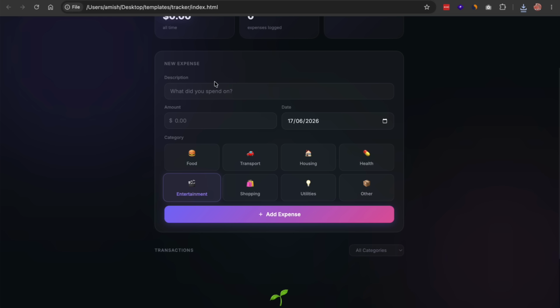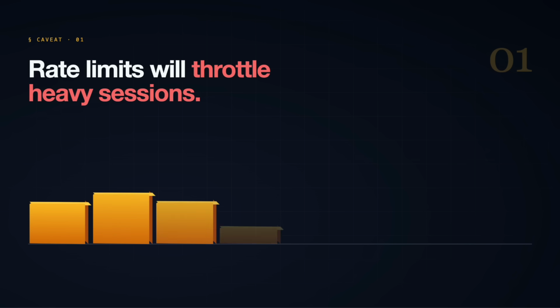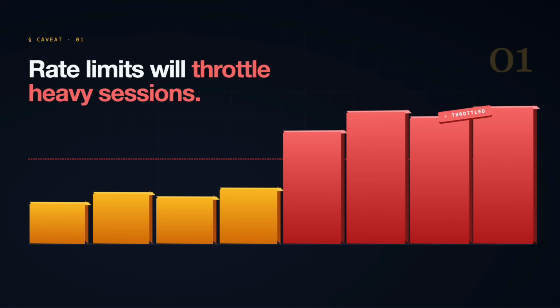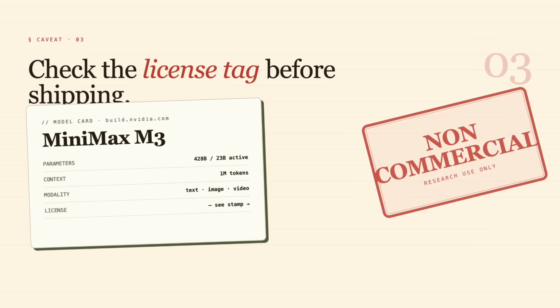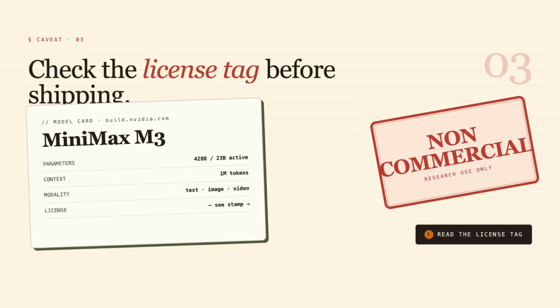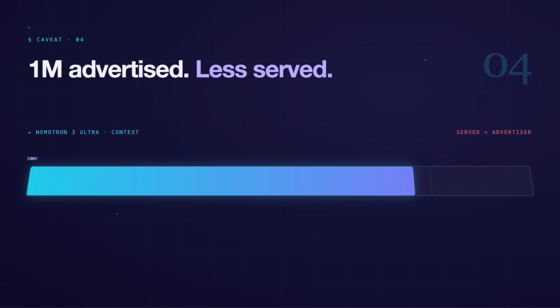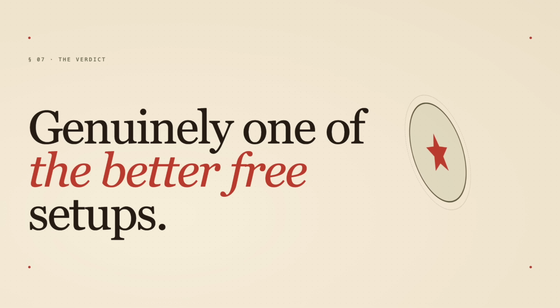A few honest notes before you build your whole workflow on this. The free NVIDIA tier has rate limits that can hit you on heavier tool use sessions, and individual model availability can change as NVIDIA rotates between free and partner endpoints. Some of these models, like MiniMax M3, are listed as non-commercial on NVIDIA Build, so check the license tag on each model card before shipping anything paid. And the Mamba-based context of Nemotron 3 Ultra is technically up to 1 million tokens, but the hosted endpoint may serve a smaller window depending on capacity. Outside of those caveats, this is genuinely one of the better free setups available right now.